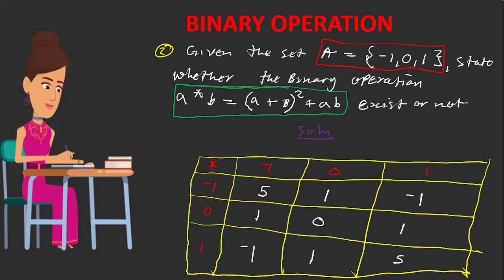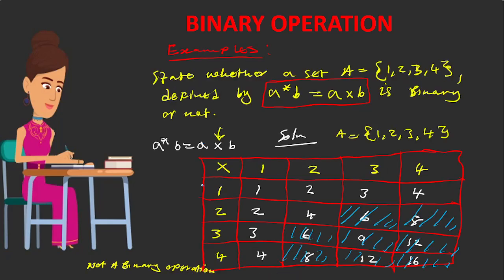Okay. Any other person? Frederick is saying it's not a binary. Any other person to give it a try? Is it a binary or not a binary operation? It is a binary. Why are you saying it is a binary operation? Because we have some of the answers that are given there in the set.